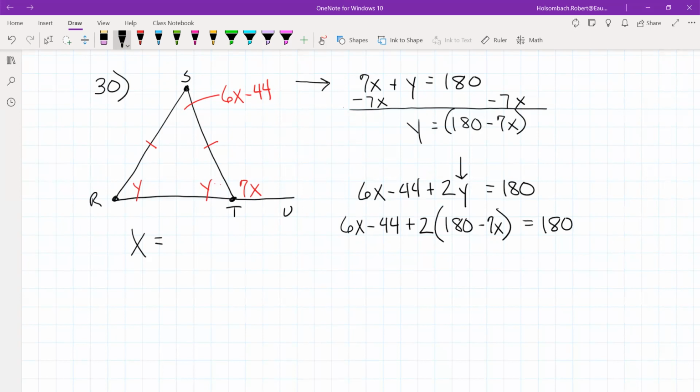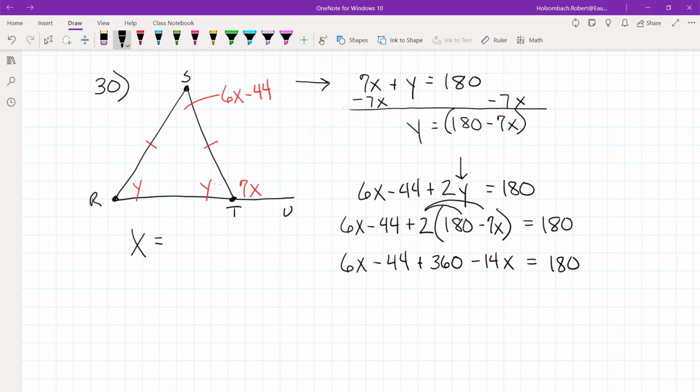So now we're going to clean this whole thing up. We've got a 6x minus 44 plus, we're going to do the distributive property. 2 times 180 is 360, and 2 times negative 7x is negative 14x. Still equal to 180.